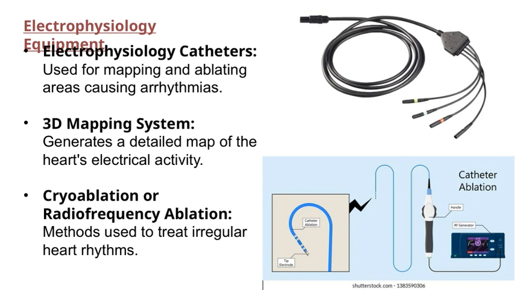Finally, we have the ablation methods, cryotherapy or radiofrequency ablation. These are the treatment techniques we employ to eliminate irregular heart rhythms. Cryoablation uses extreme cold to disable problematic tissue, while radiofrequency ablation uses heat. Both are effective ways to restore normal heart rhythm. Together, these tools and techniques form the core of our electrophysiology approach, enabling us to diagnose and treat arrhythmias with precision. They highlight how advanced technology supports our goal of improving patient outcomes through targeted, minimally invasive interventions.